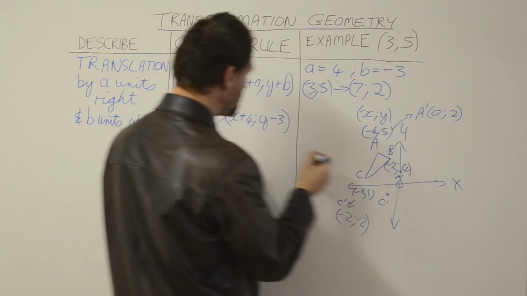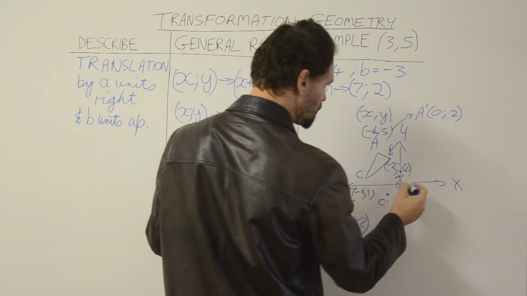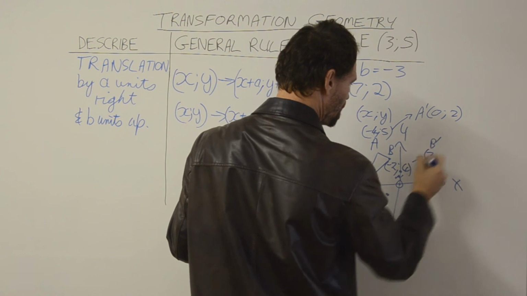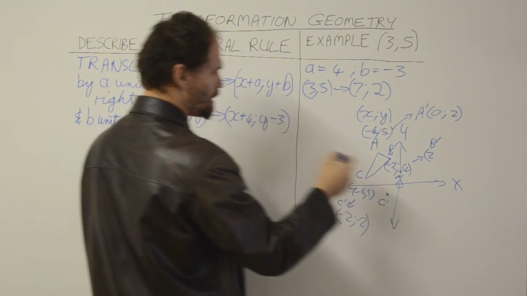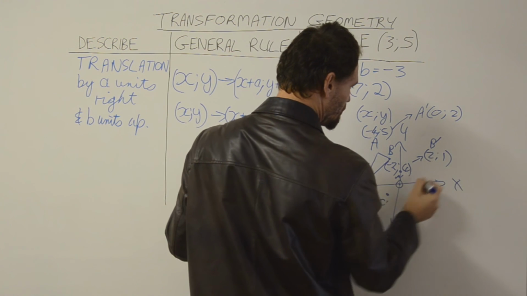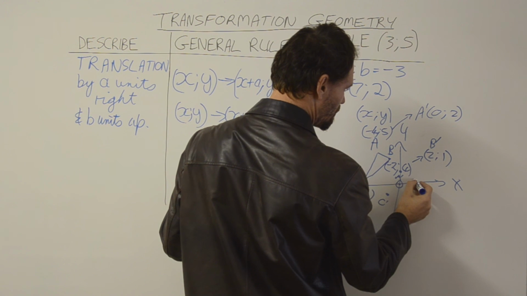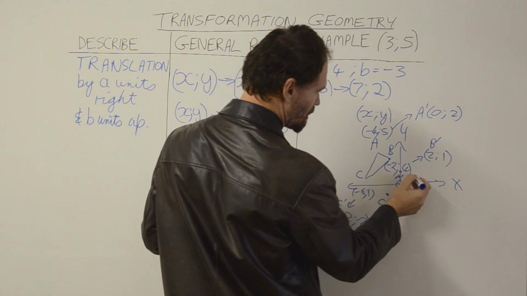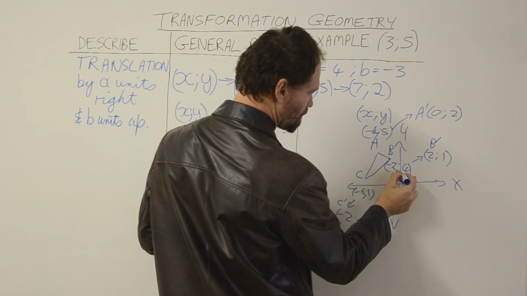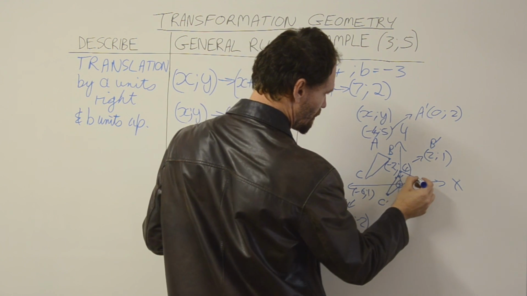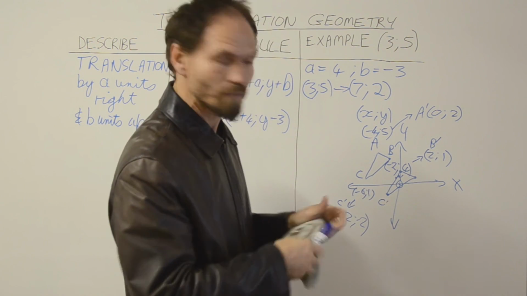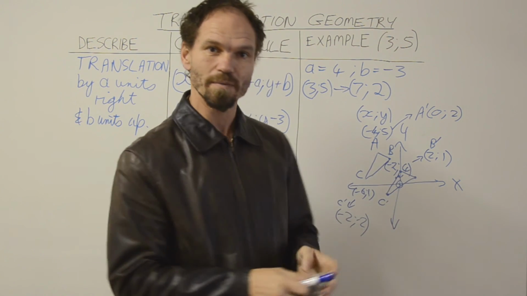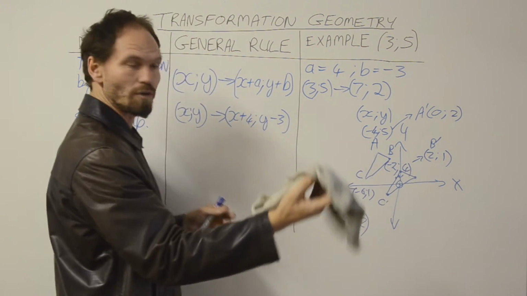So B, what happens to B? -2 plus 4 is 2. So that'll go to the point 2, B prime. And what happens to the 4? It becomes 1. So 2 and 1. There we go. So I can draw my new shape. There it is. You can see that these two shapes look exactly the same. It's just been moved that way. Alright? And that's translations.